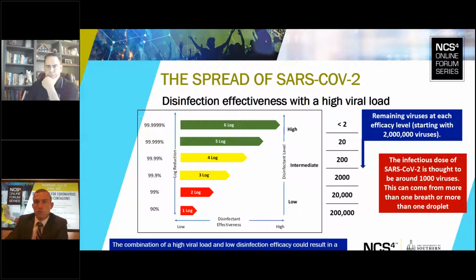So it's very important to consider this when you're choosing disinfectants, that you're choosing a disinfectant that will achieve a high level of efficacy to be able to kill enough viruses so that you're not leaving an infectious dose on a surface.